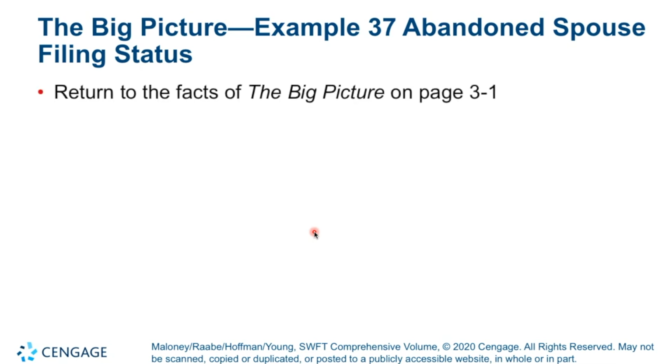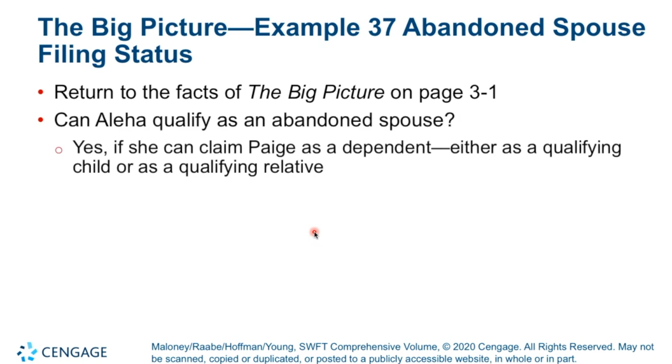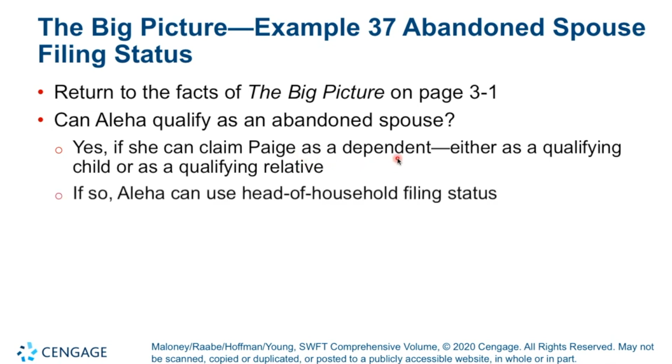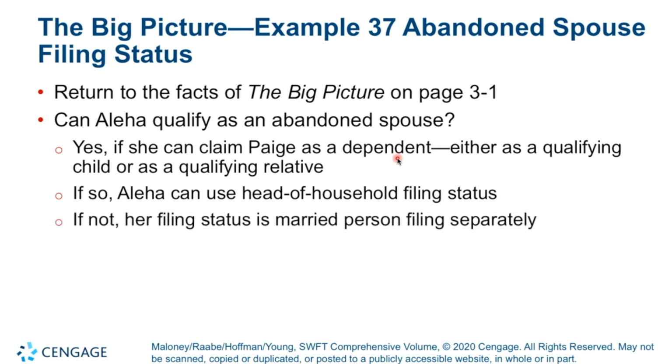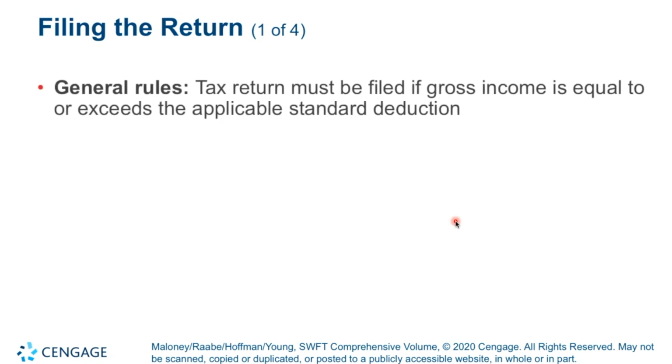So back to our big picture example. Can Aleja qualify as an abandoned spouse? We said he left during the year. So yes, if she can claim Paige, either under the qualifying child or qualified relative rules, because she meets the relationship test, then she could qualify for head of household under abandoned spouse. Otherwise, if she doesn't qualify for head of household, then she would be married filing separate because she can't file with her disappeared spouse.